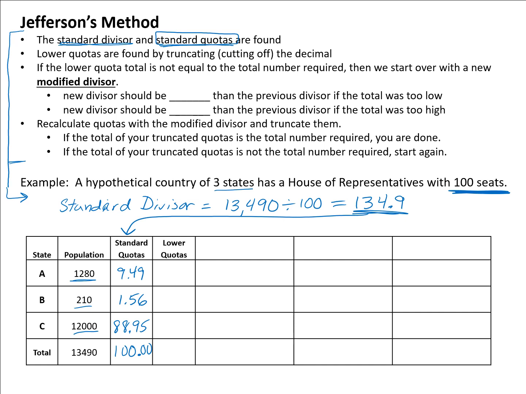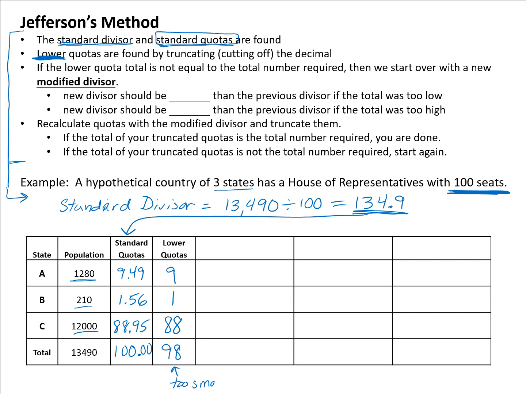All right, now lower quotas is what we do next in Jefferson's method. Jefferson's method said truncate or cut off the decimals on the standard quotas. So what Jefferson wants to do is just cut off the decimals. Another way of saying that is you round down. So 9, 1, and 88, you literally just cut the decimals off. Now we add these up. 9 plus 1 plus 88 gives me 98. And if we don't get 100, and we've only, in this case, apportioned 98 of the seats, we want to take and distribute out all 100. So this is too small.